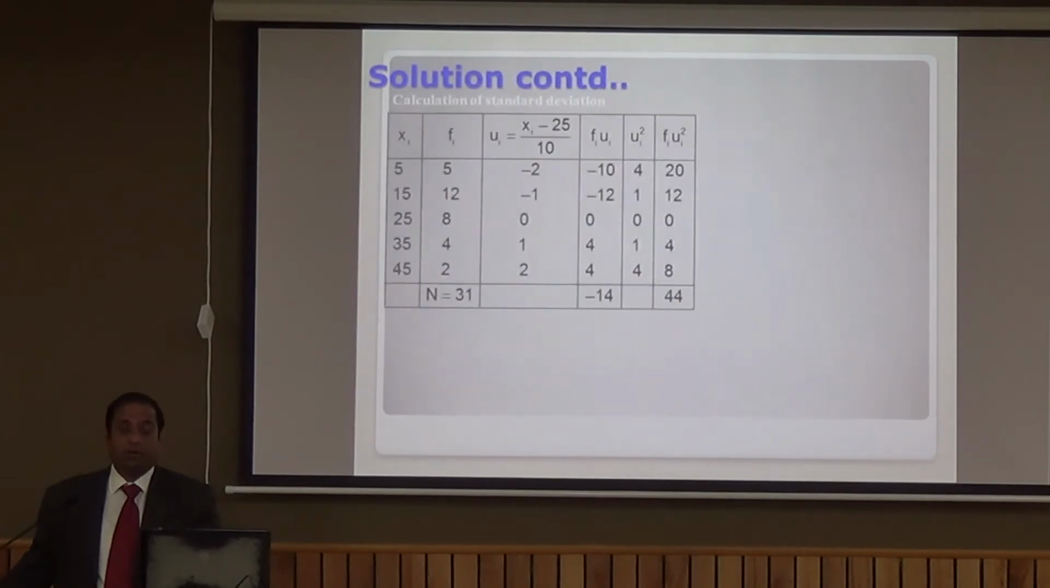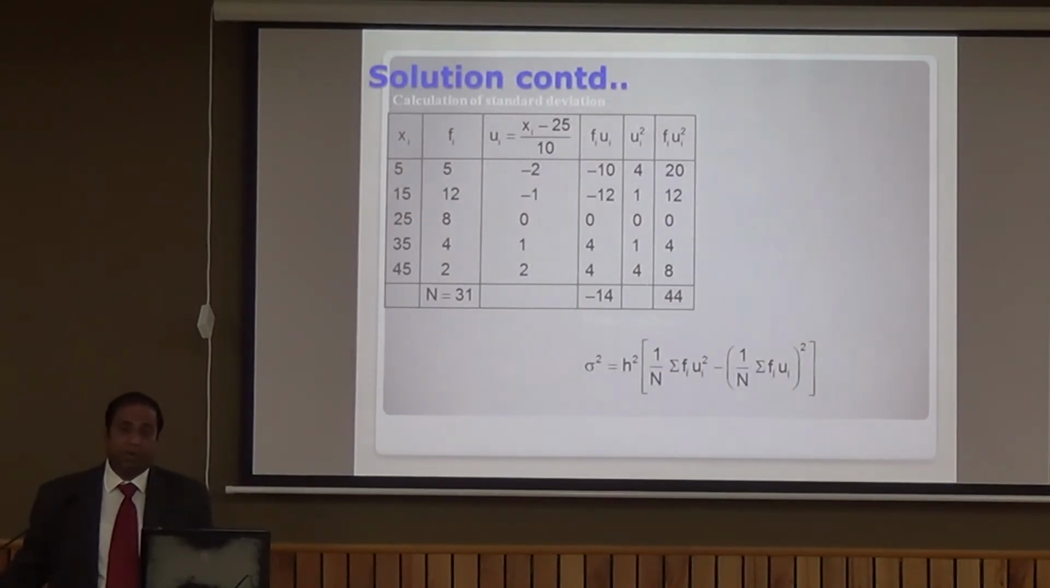Now we have to calculate the standard deviation using the step deviation method. So the xi values are given to us, frequencies are given to us. Then we will find out the ui, that is xi minus the value a which we have already assumed, that is xi minus 25, upon the class width, that is 10, and we get it as ui. Then in the next column we will multiply the corresponding frequencies with the ui. Then we will calculate the ui square. Then the corresponding frequencies will be multiplied with the ui squares.